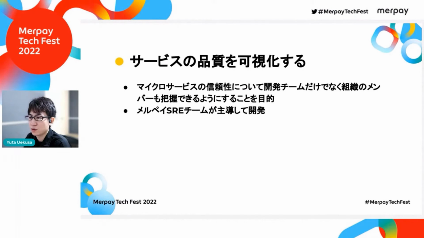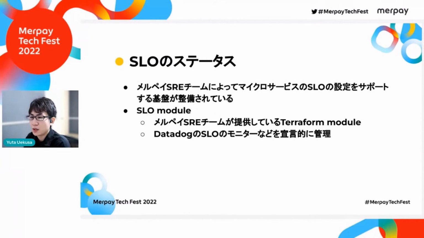To visualize quality, we use the status of the microservice SLOs. At Merpay, the SRE team has put in place the infrastructure to support the configuration of microservice SLOs. A Terraform module called the SLO module is provided to declaratively manage the SLO monitoring of Datadog, for example.